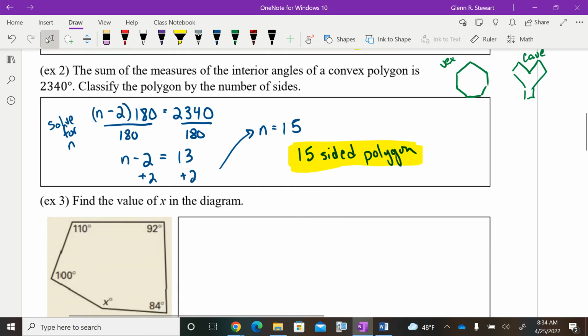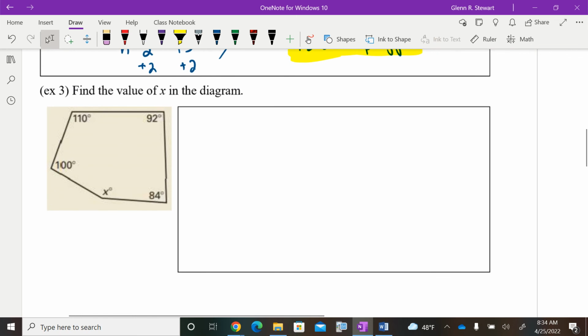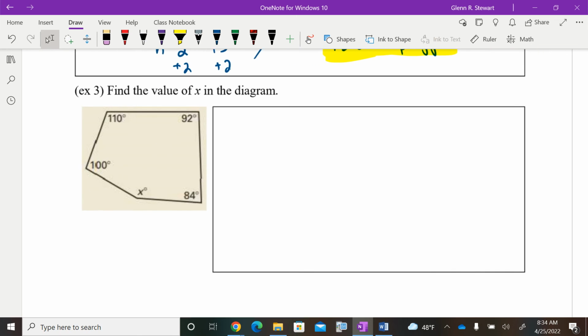All right. Looking at example 3 here, the last one on this page, the notes are pretty short for today. It says find the value of x in the diagram. So a couple different things that we know. We know that if we have n minus 2 times 180, we can determine the number of sides, or determine the degrees. So right now we're given the number of sides: 1, 2, 3, 4, 5. So 5 sides. So that would be our n.